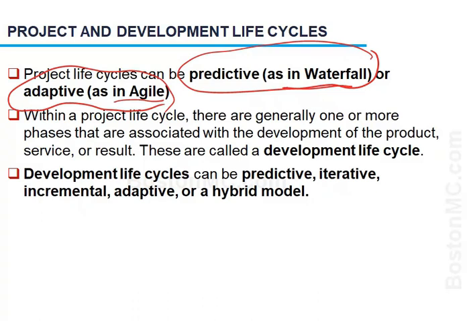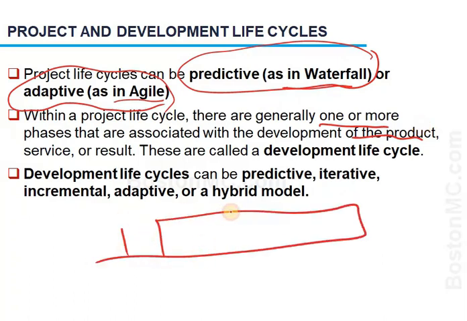Okay, within the life cycle, there's typically one or more phases that are associated with development of that product. So we mentioned that the project is made of several phases that we would have to complete, and that would make up the whole life cycle. Every phase completes one piece or develops one piece of the product of your project. So we refer to that as a development life cycle.